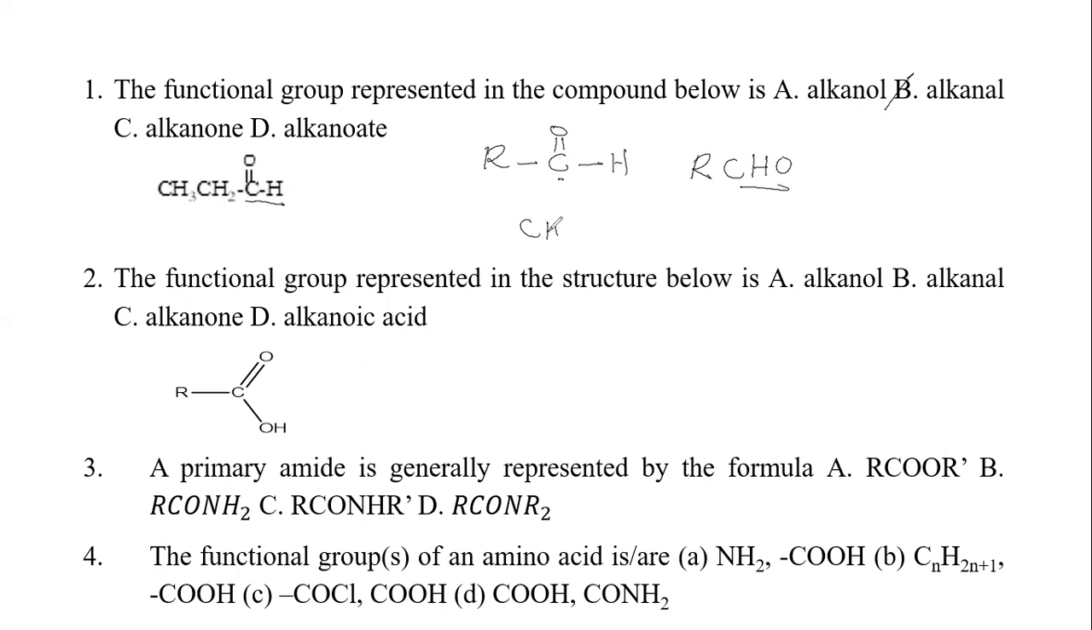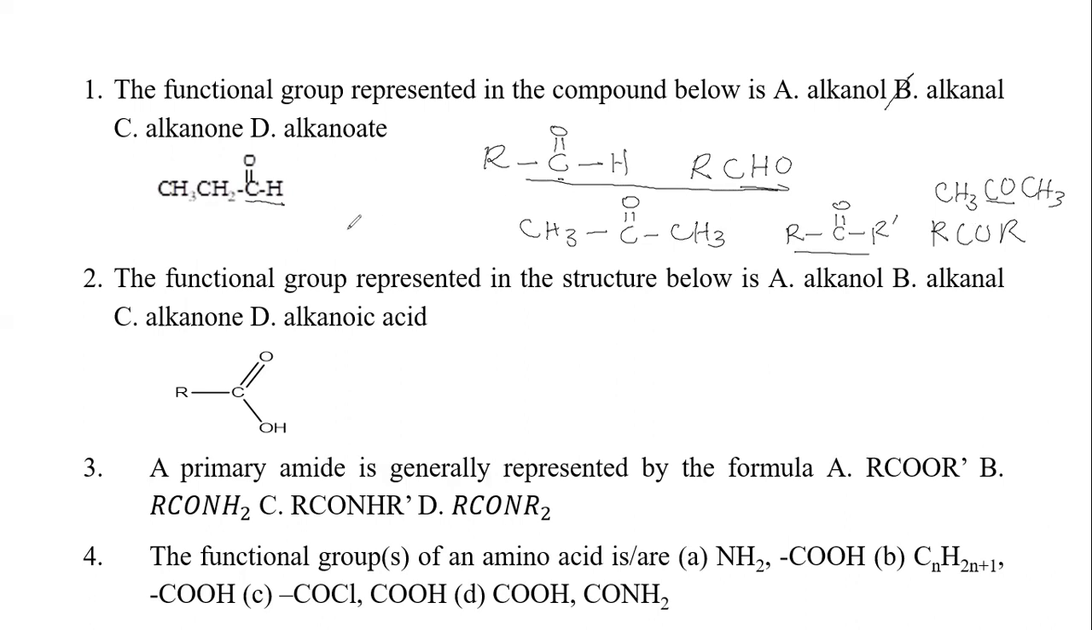But if you see something like this, CH3, C double bond O, CH3, yeah, this is going to be the family of alkanone. You can also see it as RCOR prime in the form of CH3COCH3. When you see CO in between two R groups, then you know that that is an alkanone. But for our question, the correct option is going to be an alkanal. So that's why option B is the answer.